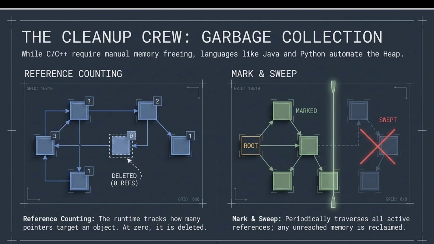Reference counting. The runtime tracks how many pointers target an object. At zero, it is deleted. It means that, suppose a particular item is not required and it doesn't have any pointers to it, it will be deleted because it is inactive. For example, if there is an uninitialized variable, it will be deleted because it is not used after. Mark and sweep. Periodically traverses all active references. Any unreferenced memory is reclaimed.